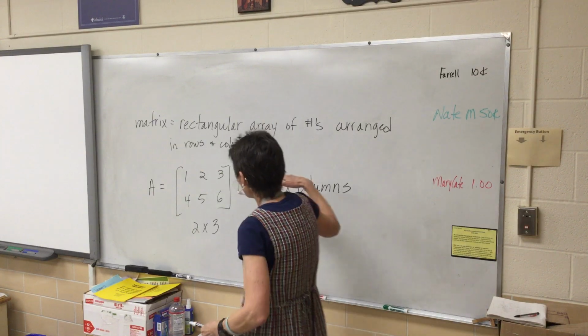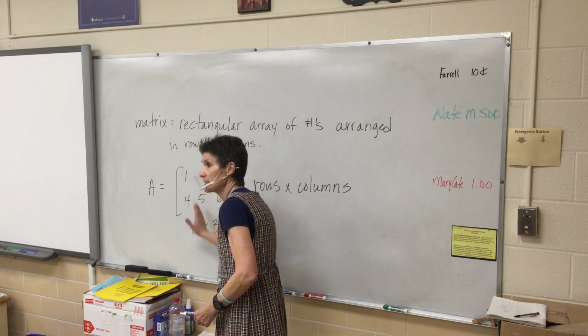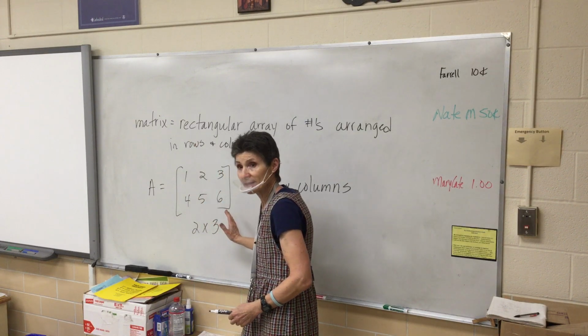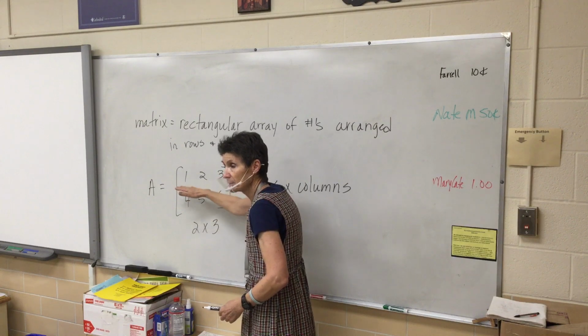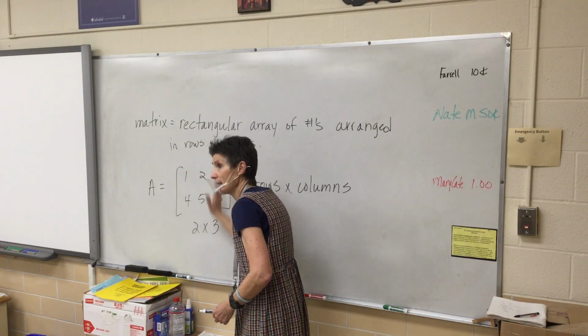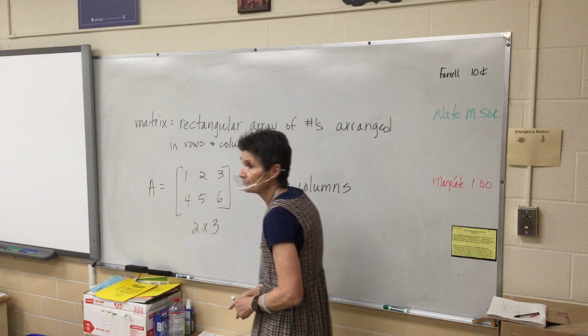So that picture: rows of a bleacher, columns of the White House. We're not going to get those confused. Rows of the bleachers, columns of the White House. So this has 2 rows, 3 columns.